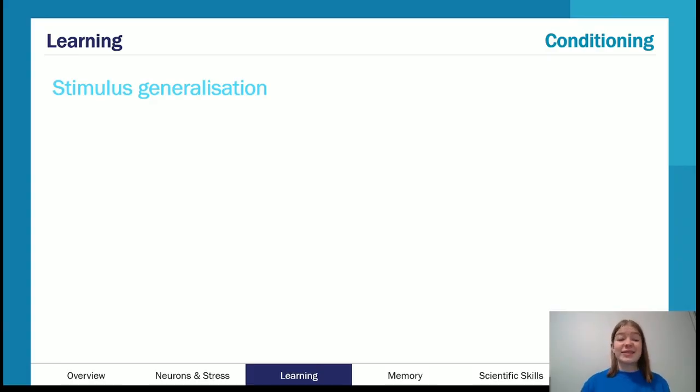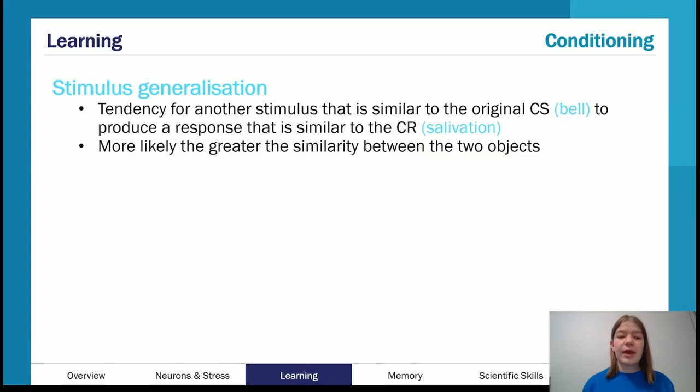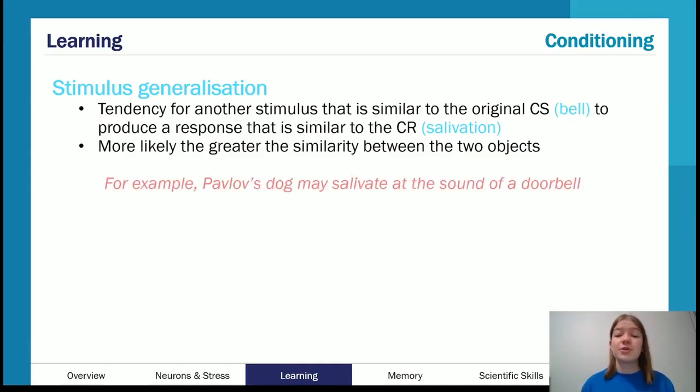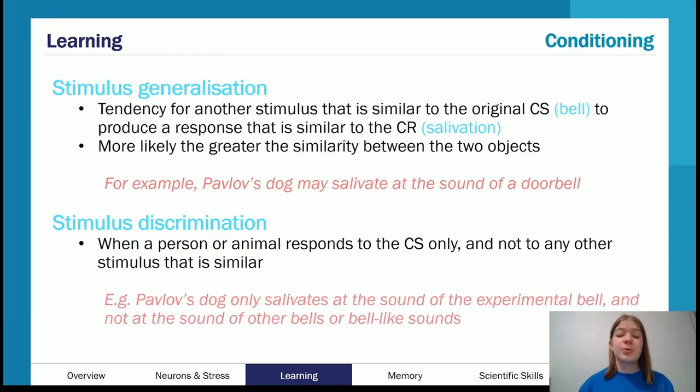When we're looking at conditioning, we also have stimulus generalization, where a stimulus similar to our conditioned stimulus produces a response similar to the conditioned response. This happens when our objects are quite similar to each other. For example, Pavlov's dog salivating at the sound of a doorbell instead of a normal bell. Or we have stimulus discrimination, where you only get the response for the conditioned stimulus and not to some other stimulus. For example, Pavlov's dog salivating to the handheld bell, but not to the sound of other bells or other bell-like sounds.